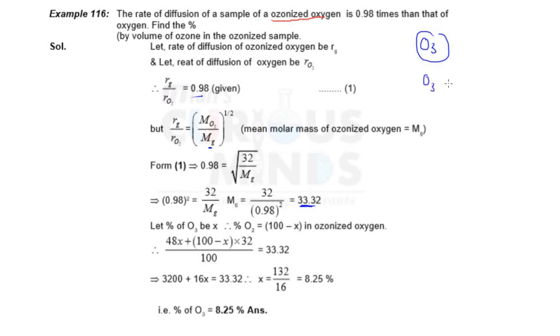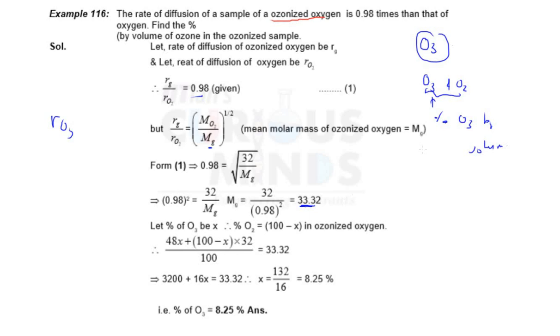Now this Rg is not the complete pure form of ozone, right? This contains some amount of ozone and oxygen, and we need to find the percentage of ozone by volume. That's why they wrote Rg, or else they would have simply written RO3. This Rg consists of both O3 and O2. It's ozonized oxygen, meaning impure oxygen in which the mixture has some amount of ozone. So we need to find the percentage of ozone in that sample consisting of both O3 and O2. That is the question.